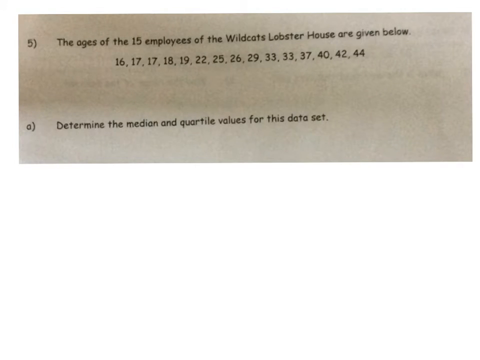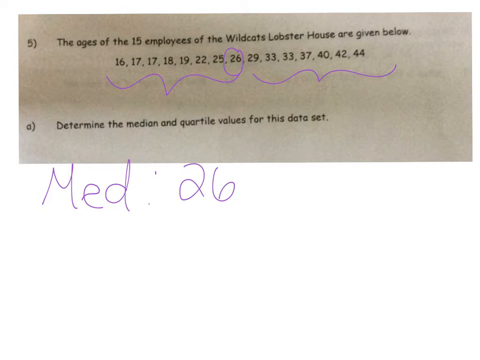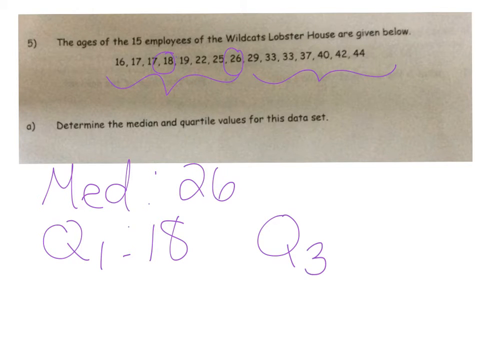Read question 5 to yourself and see if you can answer part A on your own. You should have gotten that the median value was 26. And then if I find the median of the lower half, or Q1, the lower quartile, that number is 18. And the median of the upper half, or the upper quartile, Q3, should have been 37.